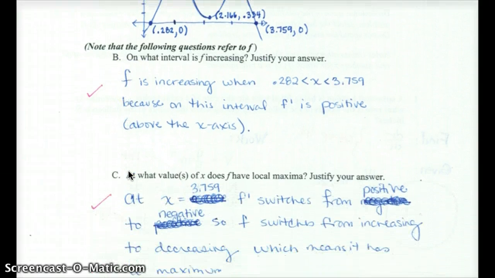Next, the question asks where f has local maxima. So remember what it means to be a maximum. It means that the derivative equals 0 and the derivative switches from positive to negative. That happens right here at this value. The derivative is positive, and then at 3.759 it turns to negative. At that value, the derivative is 0, making it a critical point, and going from positive to negative makes it a maximum.